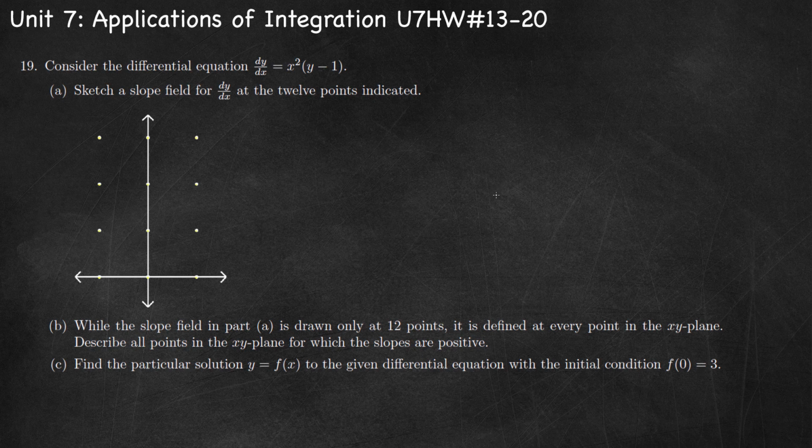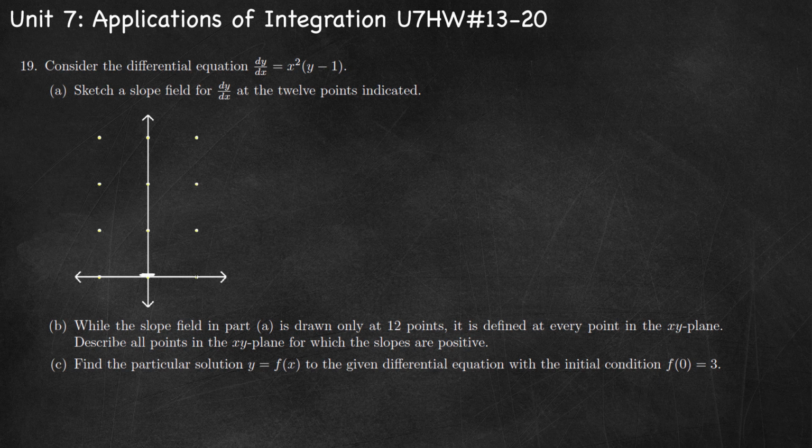Number 19, consider the differential equation dy/dx equals x squared times (y minus 1). Sketch a slope field for dy/dx at the 12 points indicated. So let's start at (0, 0). And we're just going to sub in (0, 0) into our slope equation. So we get 0 times -1, which is 0. So let's draw my slope of 0 there.